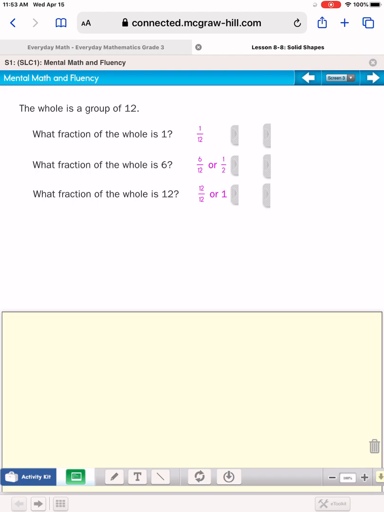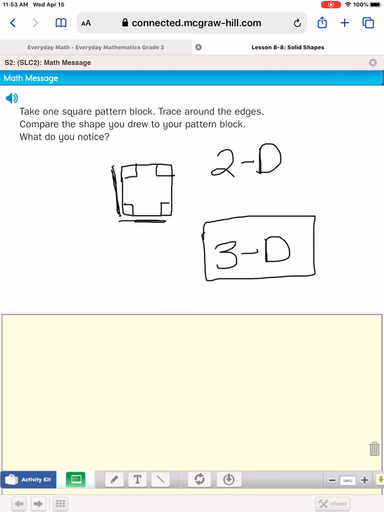All right, when we look at this math message, it says, take a square pattern block, trace around the edges, compare the shape you drew to your pattern block. What do you notice? Well, you don't have a pattern block, I know, but maybe you have something square at your house. If you do, hit pause, run, grab it, and trace it. If you don't, do your very best to just freehand drawing a square on your paper. I've done that here. It's not perfect, but you can notice that this square has 4 sides.